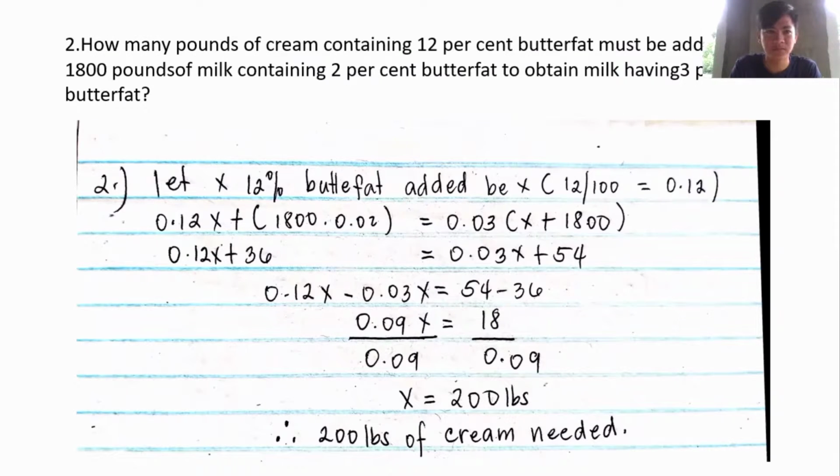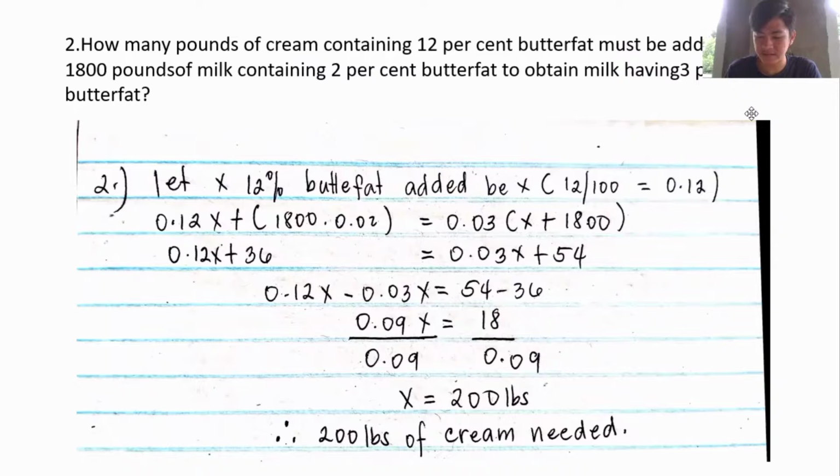Number 2. How many pounds of cream containing 12% butter must be added to 1,800 pounds of milk containing 2% butter fat to obtain milk having 3% butter fat? Let X be the 12% butter fat added: X times 12 over 100 equals 0.12x, plus 1,800 pounds times 0.02, equals 0.03 times (x plus 1,800).